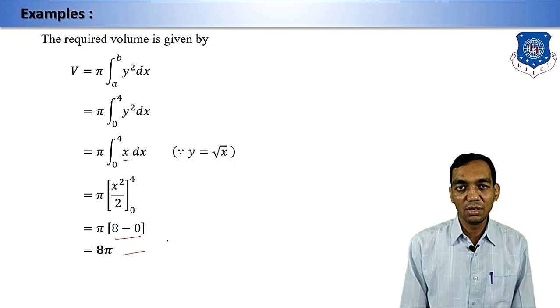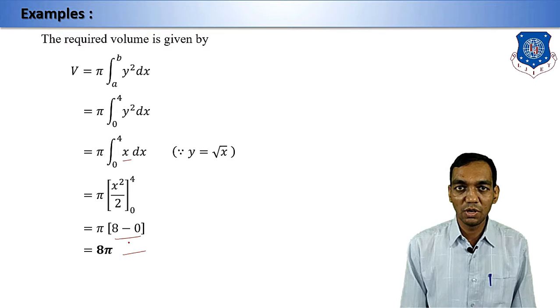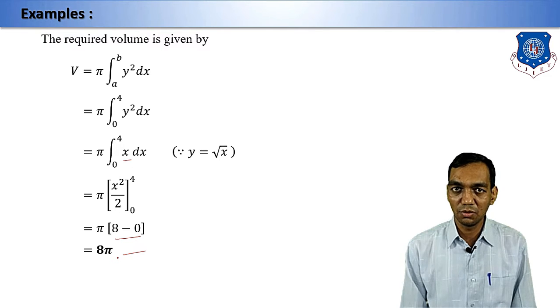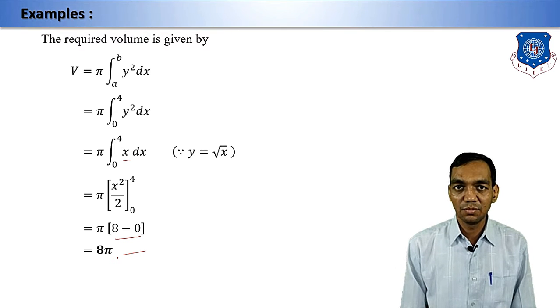See, here you are not given the units, that's why we are not writing any unit here. So this is the volume, unit cube, because volume is in the form of cube. So if it is centimeter, then it is centimeter cube; if meter, then it is meter cube. Okay. So this is the answer for volume of revolution.